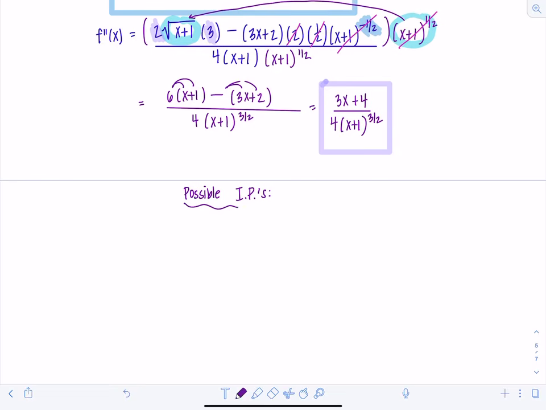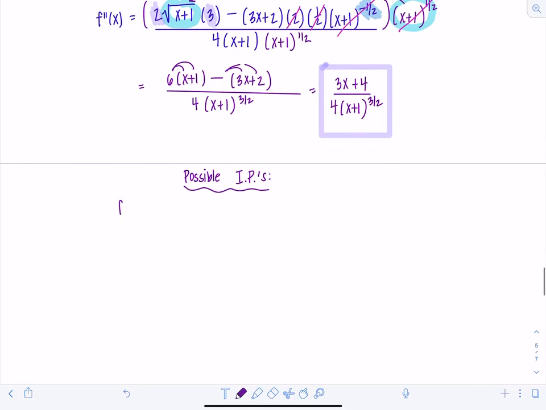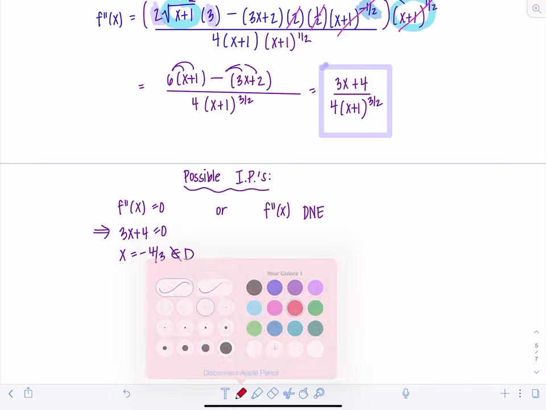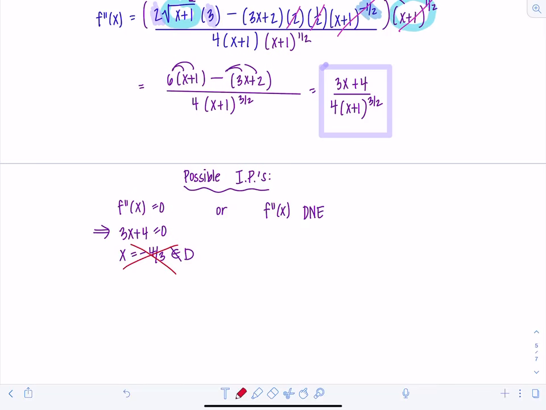So similar to critical values, they come from where f double prime of x equals 0 or where f double prime of x does not exist. Okay, so if f double prime of x is equal to 0, that would mean the numerator is equal to 0, which means x would equal negative 4/3. But negative 4/3 is smaller than negative 1. And remember, my domain is only from negative 1 to infinity. So this is not an element of our domain. So it's not a possible inflection point. It wouldn't even make it on the number line.